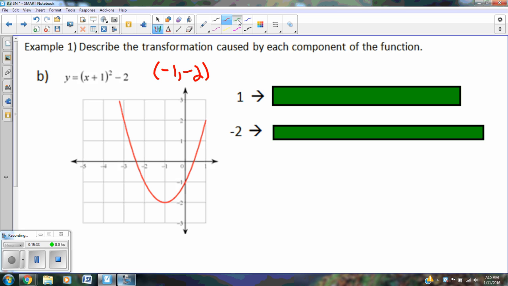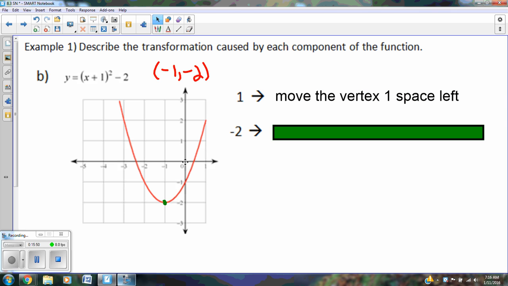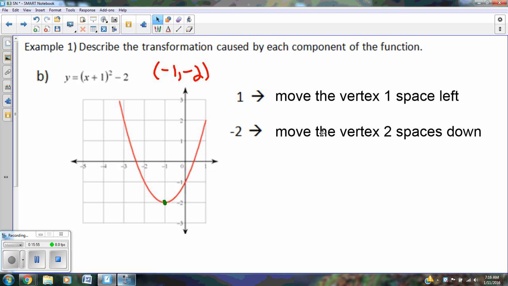Is negative 1, negative 2 the vertex? Negative 1, negative 2? Yes, indeed it is. So, in vertex form, you can always find the vertex from these two numbers right here. What does this plus 1 do? It moves the vertex 1 space to the left. What does the minus 2 do? It moves the vertex 2 spaces down. So, left 1, down 2, and then it just makes our normal parabola.